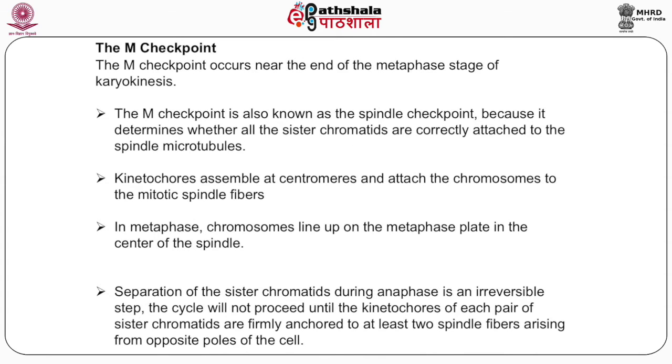The other important checkpoint is the M checkpoint, the M phase checkpoint. The M phase checkpoint occurs near the end of the metaphase stage of karyokinesis. The M checkpoint is also known as the spindle checkpoint because it determines whether all the sister chromatids are correctly attached to the spindle microtubules. Kinetochores assemble at centromeres and attach the chromosome to the mitotic spindle fibers.